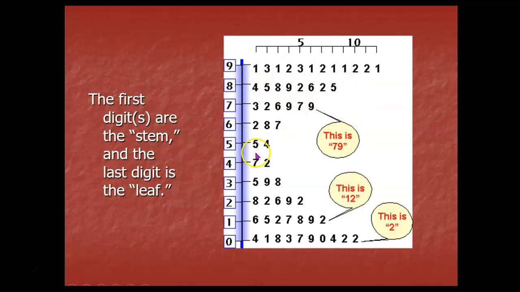So looking at this, you can see right away, okay, there were lots of numbers up here in the 90s, lots of numbers down here in the single digits and in the teens, not as many in the middle of the range, like in the 40s and 50s.